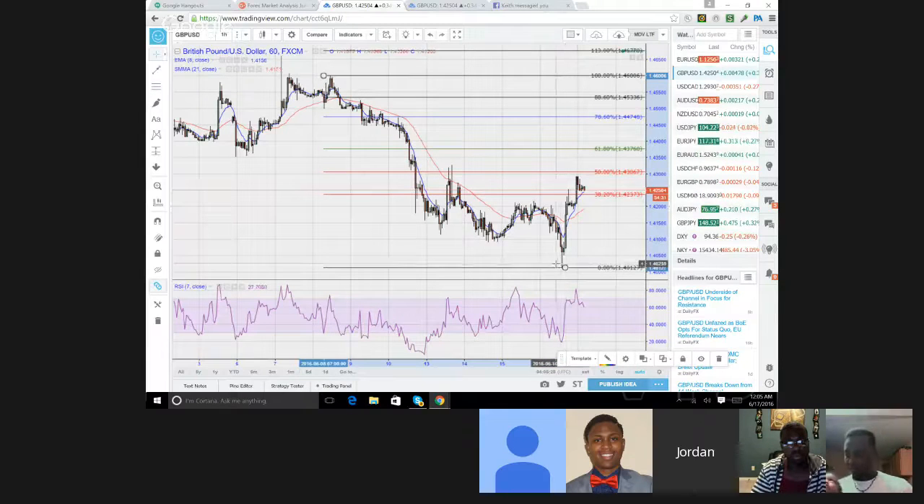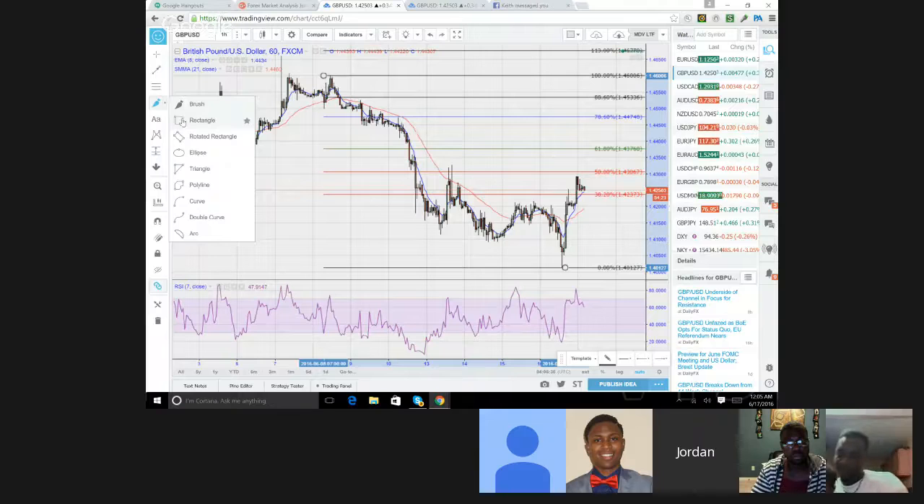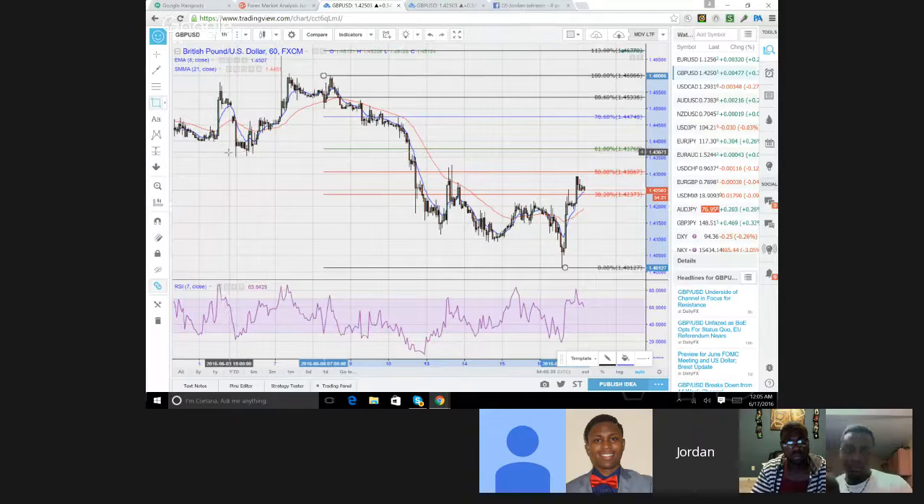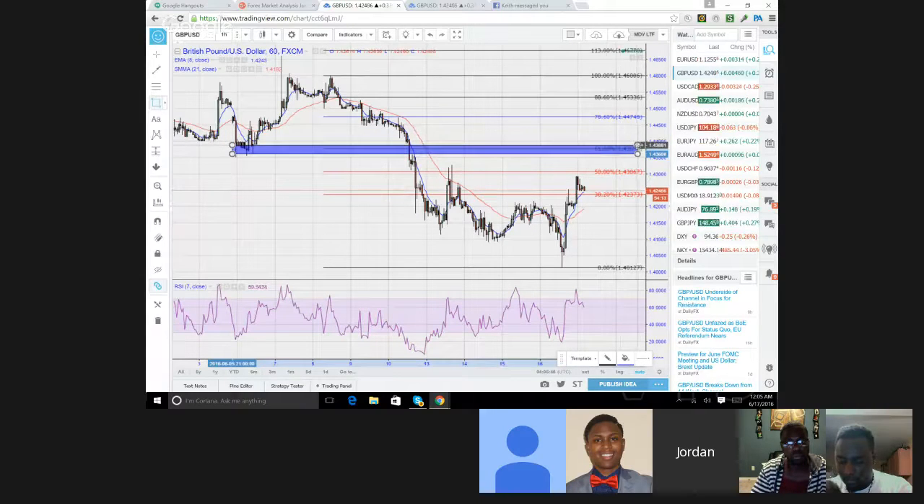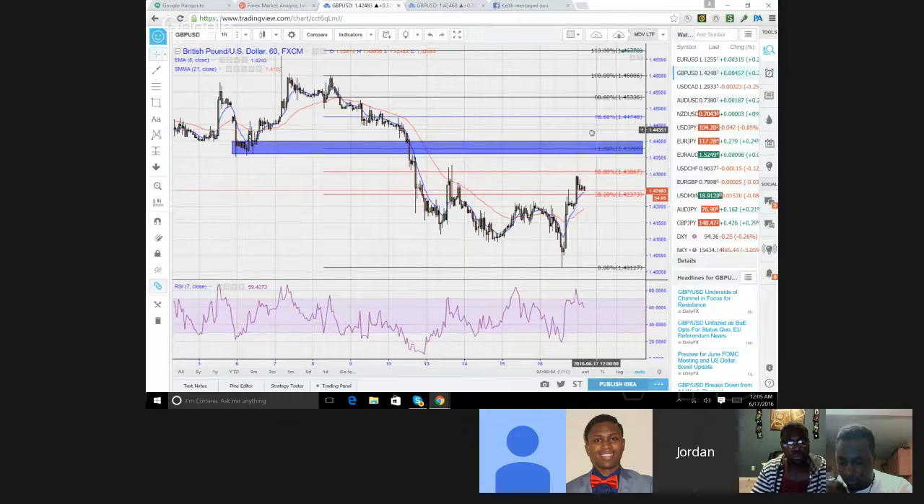The first thing I know when I apply my Fibonacci from swing high to swing low, I look to my left, and the first thing I notice is structure. I'm very big on structure in my trading plan. So first thing we can do, we can draw a box. Some people will call it a supply zone. And if you notice, it comes right up to my 61.8. Very good PRZ.